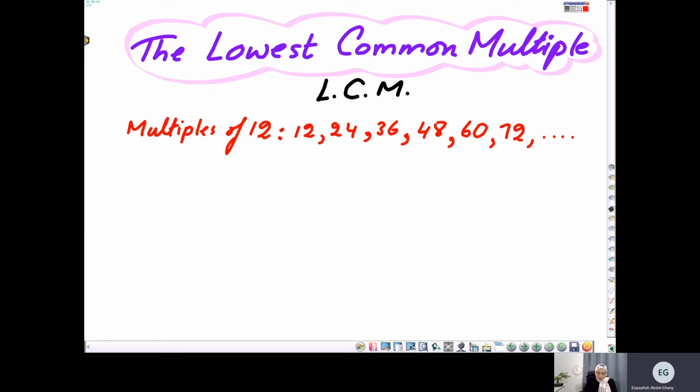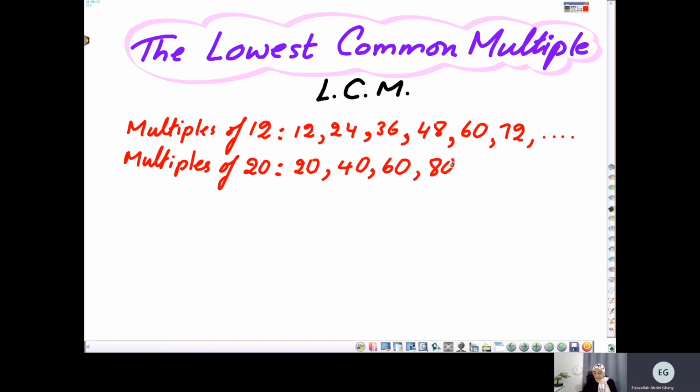Okay, another question. What are the multiples of 20? 20 multiplied by 1 is 20. 20 multiplied by 2 is 40. 20 multiplied by 3, 60. 20 multiplied by 4 is 80. And so on. What are the common multiples of both numbers, 12 and 20?